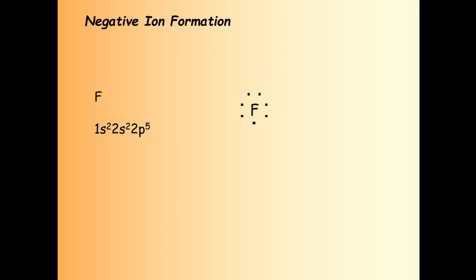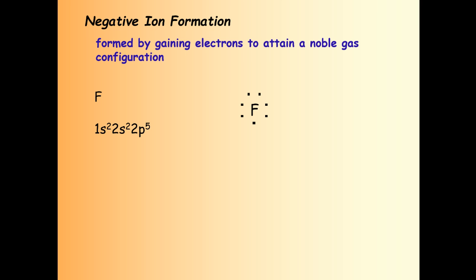Now, negative ion formation, very similar. These are with those nonmetals that have a very high electronegativity, or a very high ability to gain or attract electrons, formed by gaining the electrons to get that noble gas configuration. So fluorine's electron configuration is 1s2, 2s2, 2p5, a very high tendency to gain an electron since it has 7 valence electrons, and it gained that 1 electron and achieved that noble gas configuration of neon, just like sodium did when it lost its electron.